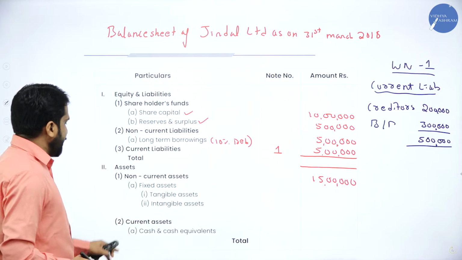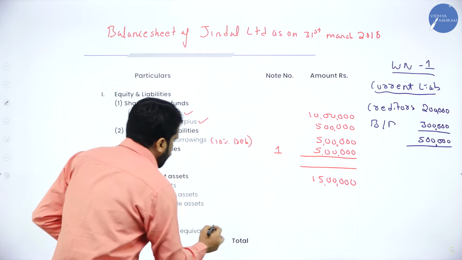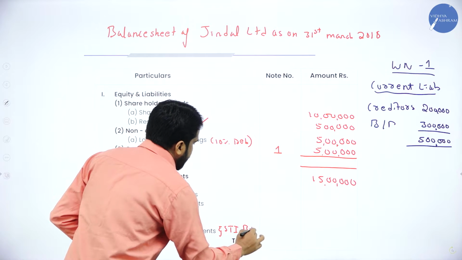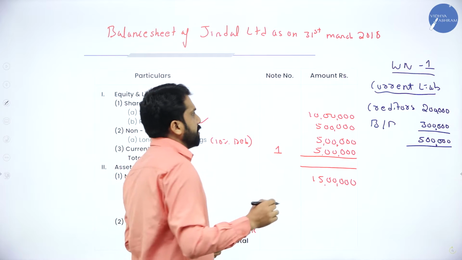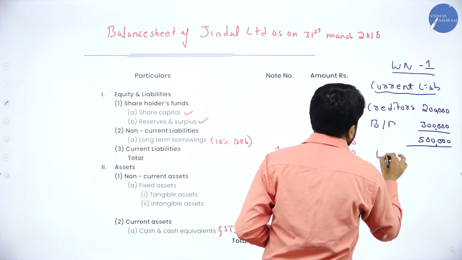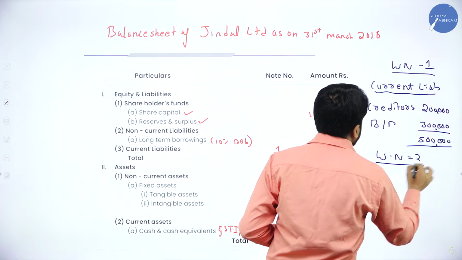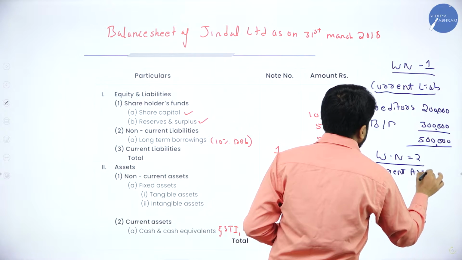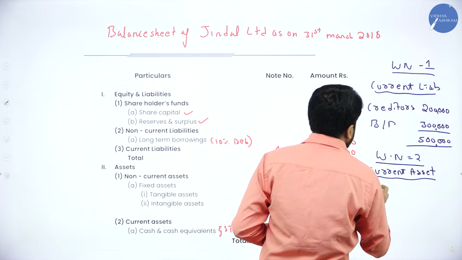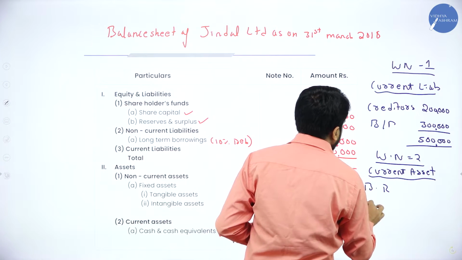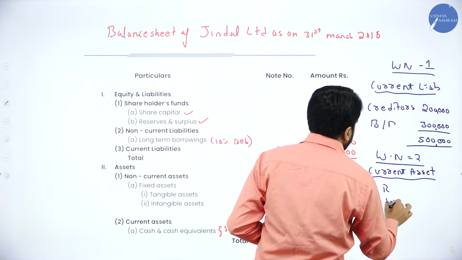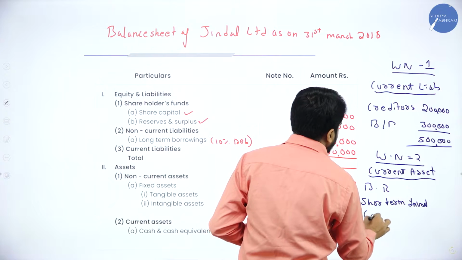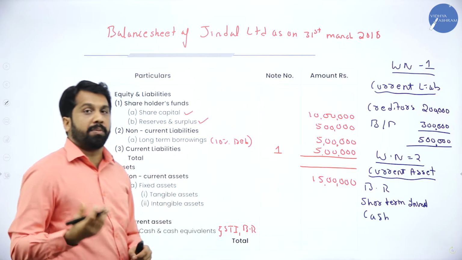Now, current asset, cash and cash equivalent. Along with this, you have short-term investment and bills receivable. We'll do a working note for this. So, working note 2. What is the working note? Current asset. In this, we have bills receivable, short-term investment, and the last one is cash and cash equivalent. How much we have, we'll see.